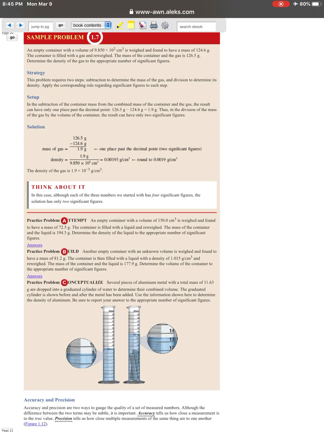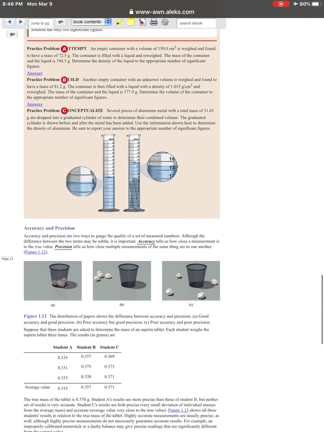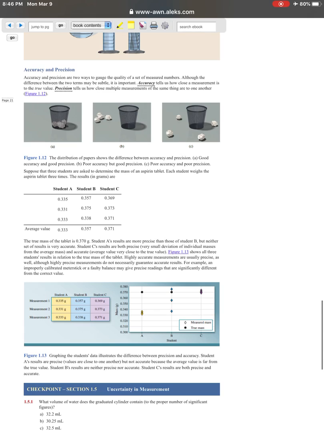Again, remember, zeros to the left of non-zeros do not count ever. So there's one that's a multiple step. You're doing subtraction, then you're doing division, 2 steps. There's your analysis. Try practice problem A and B. And then there is a discussion of accuracy and precision. Just briefly, what is accuracy and precision?